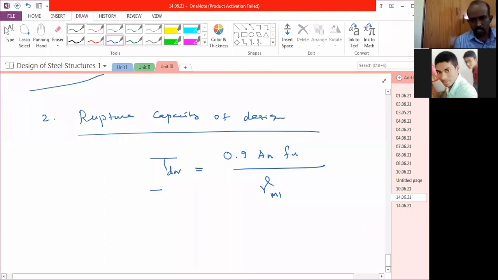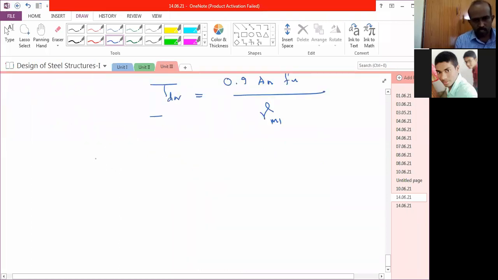So what is the net area here? Anyone please tell me what is the net area An? Net area means, we have provided the design like this, right? 5 bolts are there. If you are cutting any cross section through the first bolt, one bolt is crossing. That bolt hole we have to reduce.